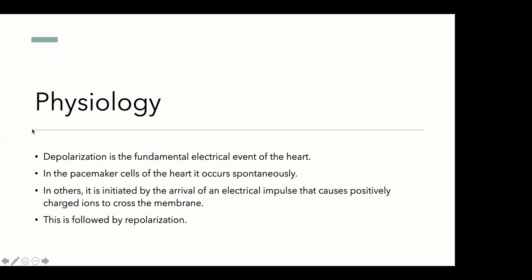Let's start with physiology. There are two principal things that are monitored during an ECG. The first is depolarization, the fundamental main electrical event of the heart, which occurs spontaneously in the pacemaker cells of the heart. In others, it is initiated by the arrival of an electrical impulse that causes positively charged ions to cross the membrane, and this is followed by repolarization. All those events are shown during a cardiac cycle, in an ECG wave.